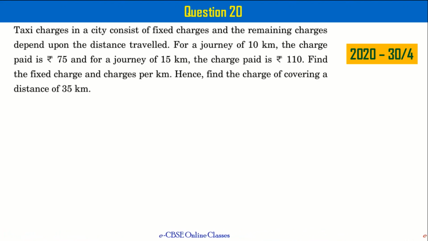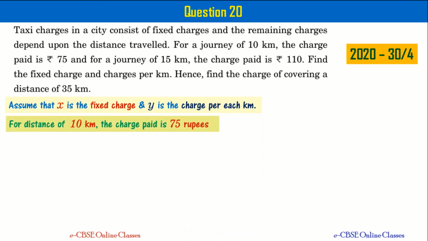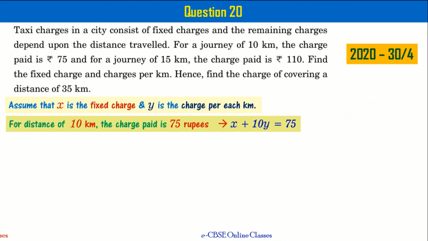There are two things here. First thing is we have to find fixed charge and charge per kilometer, and then find the charge for covering a distance of 35 kilometers. To begin with, let me assume that X is the fixed charge and Y is the charge per kilometer. The first statement says that for distance of 10 kilometers, the charge paid is 75 rupees. It means X plus 10 times Y equal to 75.